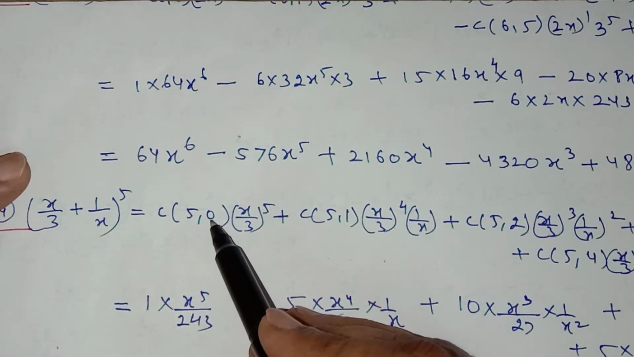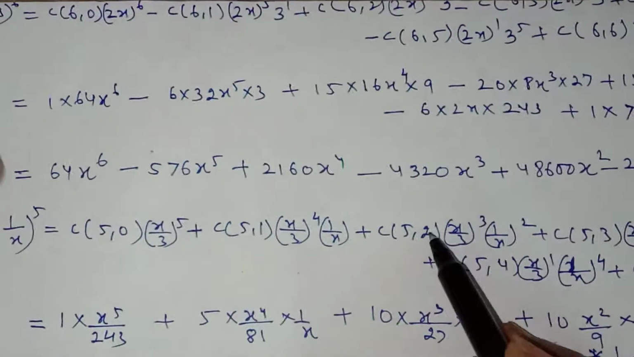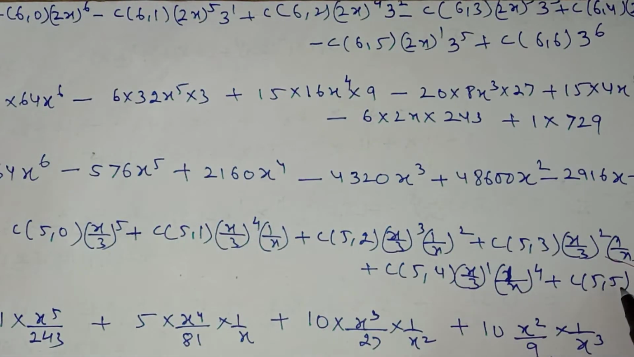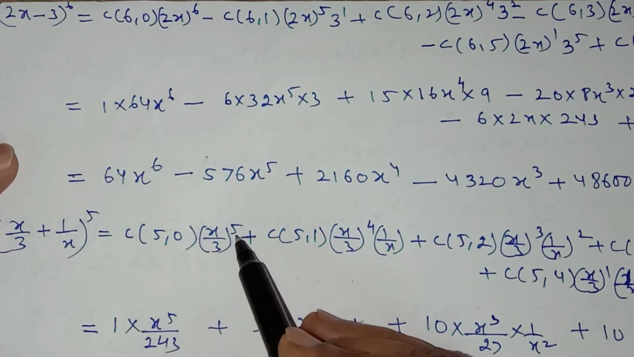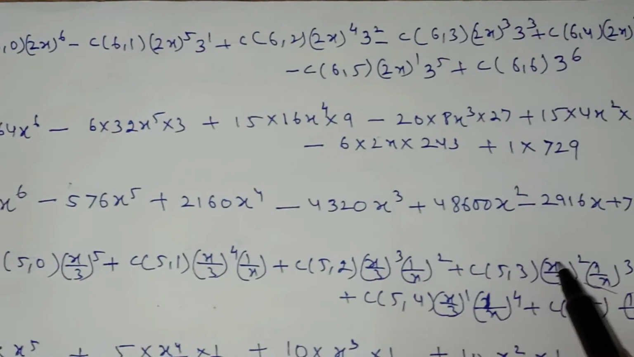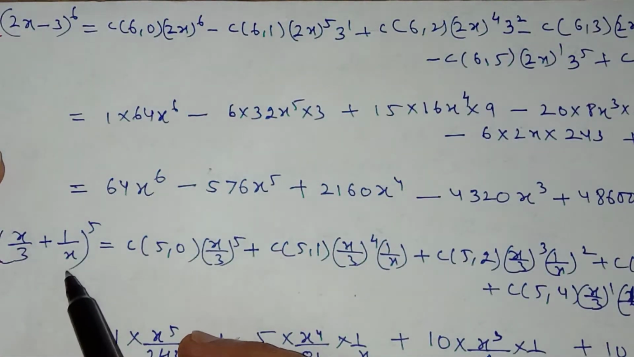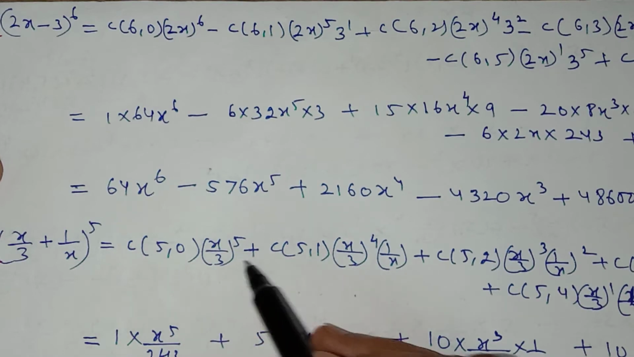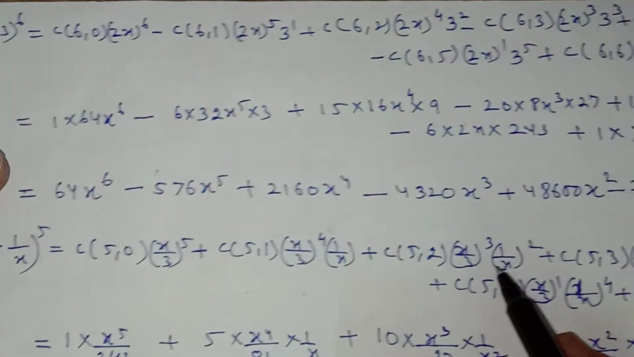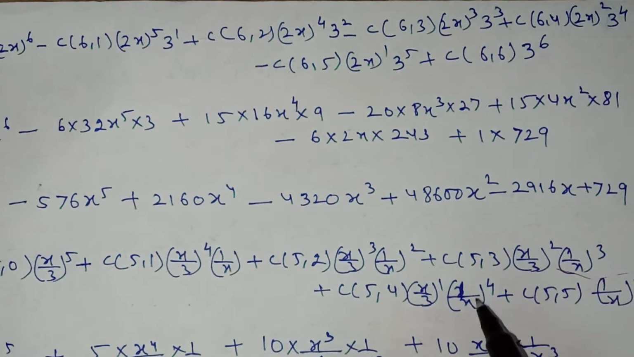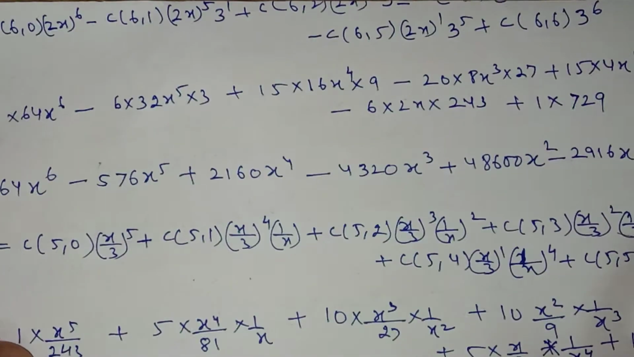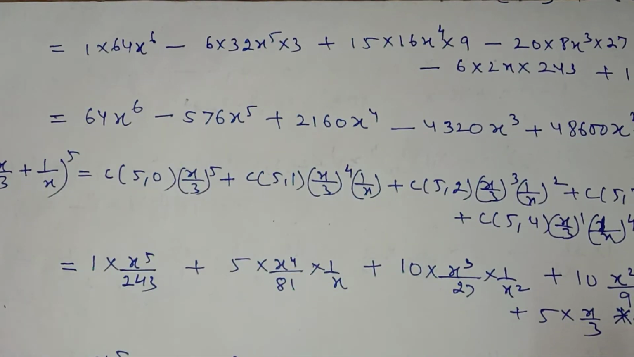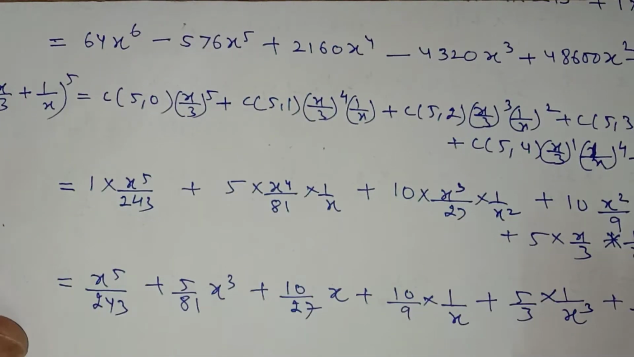The value of r goes on increasing, that is 0, 1, 2, 3, 4 and 5. The power of x upon 3, that is the first term, goes on decreasing, that is 5, 4, 3, 2, 1 and 0, and the power of the second term, that is 1 upon x, will go on increasing, that is 0, 1 upon x raised to power 1, 1 upon x raised to power 2, 1 upon x raised to power 3, 1 upon x raised to power 4 and 1 upon x raised to power 5. So expand by using the combination formula, and you'll get the expansion for this.